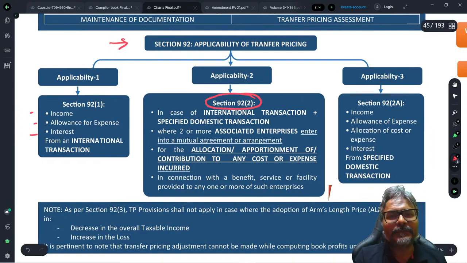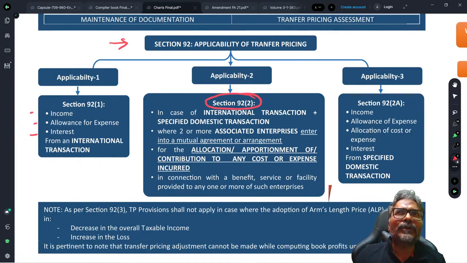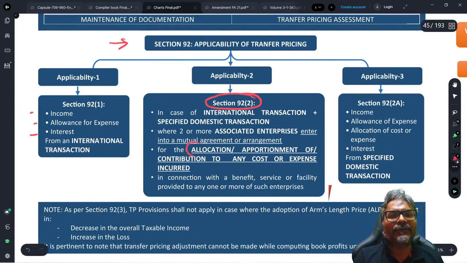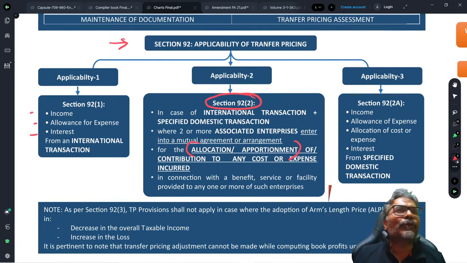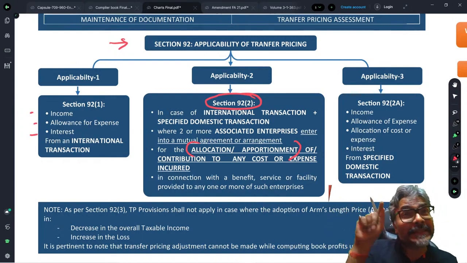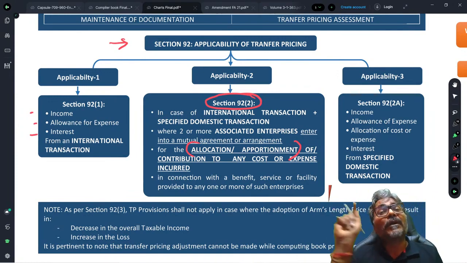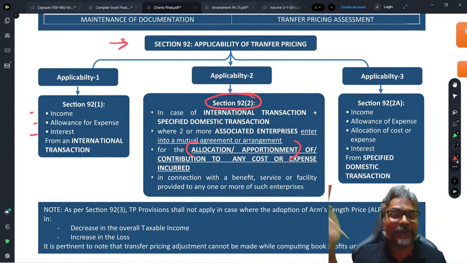Similarly, 92(2), students, talks about the cases of allocation and apportionment of expenditure, for example, any kind of common overheads. So there is a case of allocation or apportionment of the expenditure, so that how the associated enterprises between themselves allocate or apportion the common expenditure or cost, even that would be determined on the basis of the arm's length price.